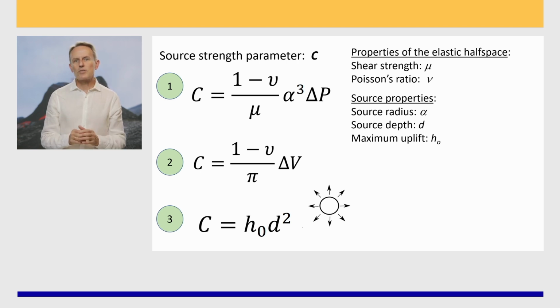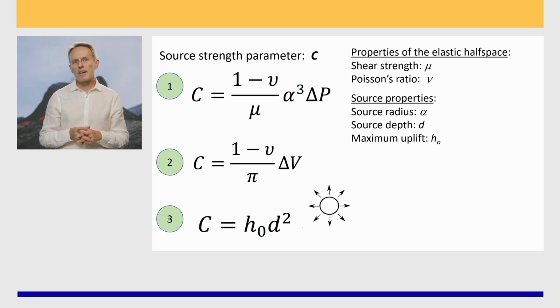In general, it is not possible to separate the contribution of each of these parameters separately. Any combination of these parameters that result in the same value for the source strength parameter will produce the same surface deformation. For example, neither the radius of the source nor the pressure change can be inferred separately from ground deformation, only their combination as shown in equation 1.